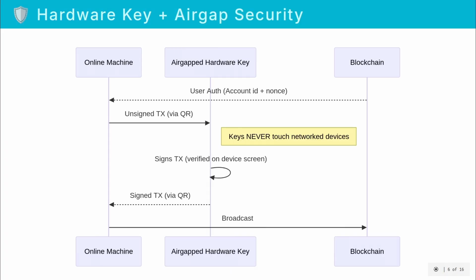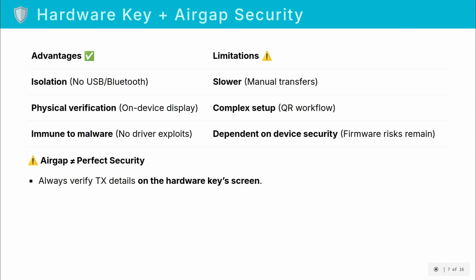You will do the same thing, but the keys never touch the network device because we are passing the information via a QR code. That's not everything, because the information can still be modified on the online machine on the signed transaction. It has advantages in security, but it is less ergonomic, slower, with a complex setup. Even though you don't have an exploit on the driver part, you still risk the firmware. So it is not the perfect security.